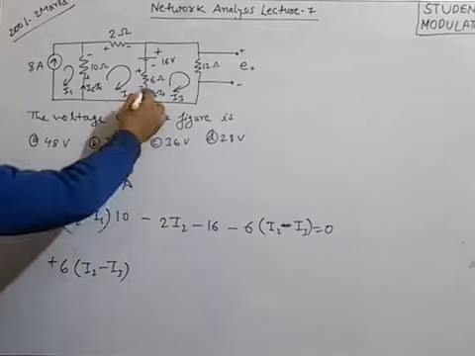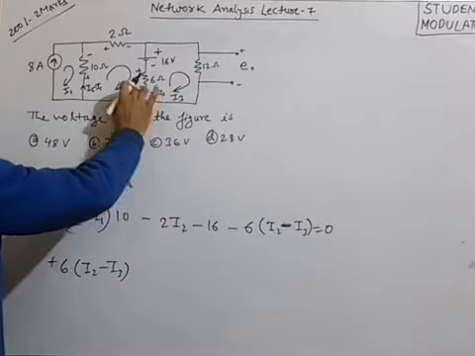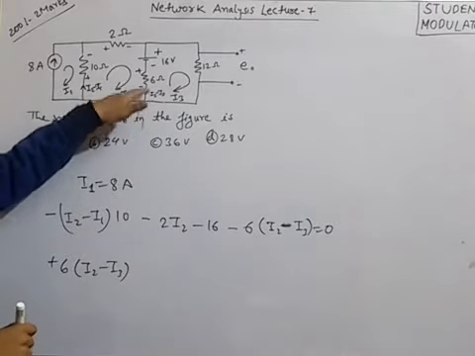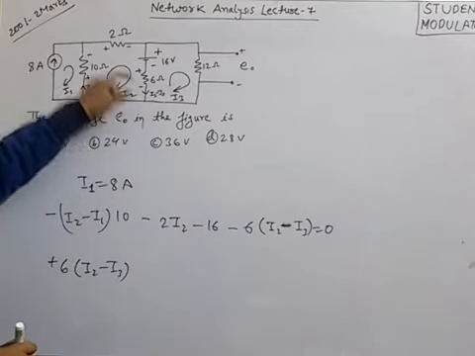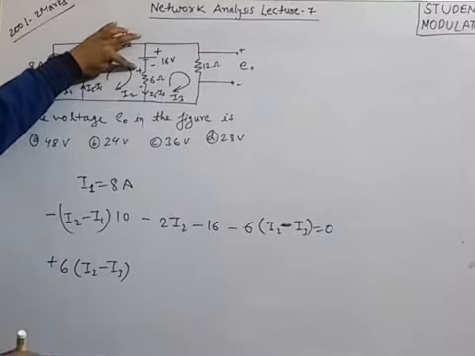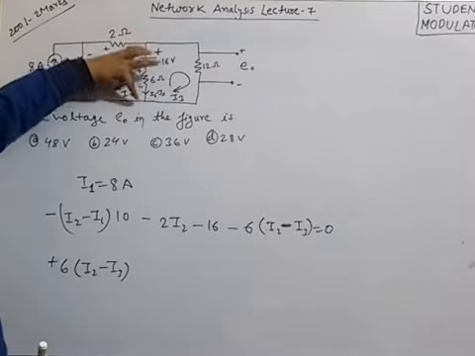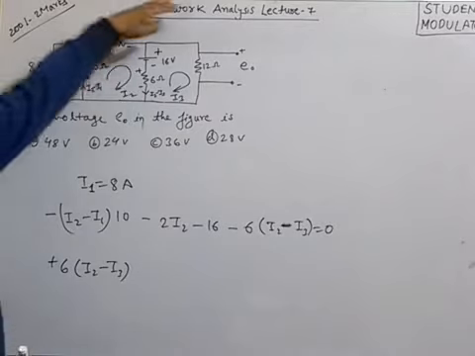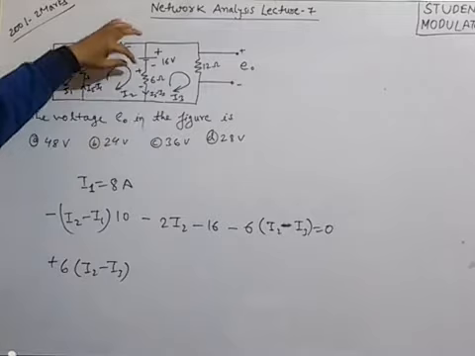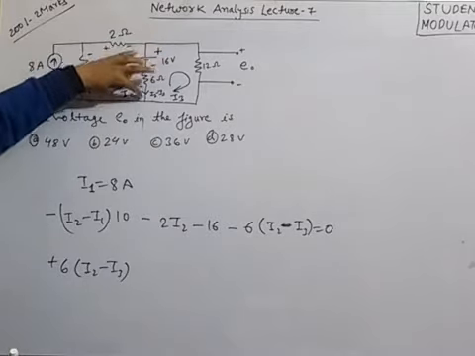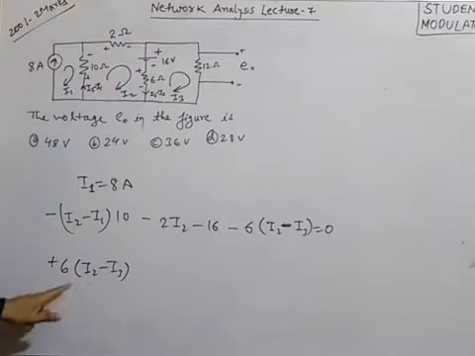If I am taking I3 minus I2, then the sign changes, because if the current is upward, the voltage drop will be plus on one side and minus on the other. But if the current is downward, then this will be plus and this will be minus. So if I am circulating in this way and taking the exiting polarity, this is plus, and current into resistance, 6 into (I2 minus I3).